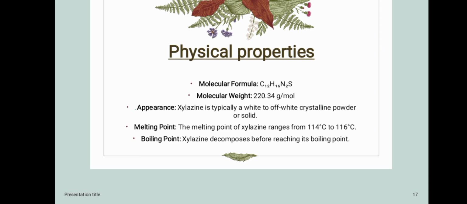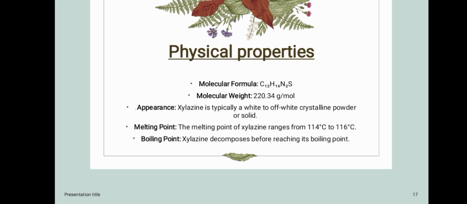Next one is the physical properties of xylazine. First one is the molecular formula. The molecular formula of xylazine is very unique and complex: C12H16N2S. Next one is the molecular weight. The molecular weight of xylazine is 220.34 g/mol.